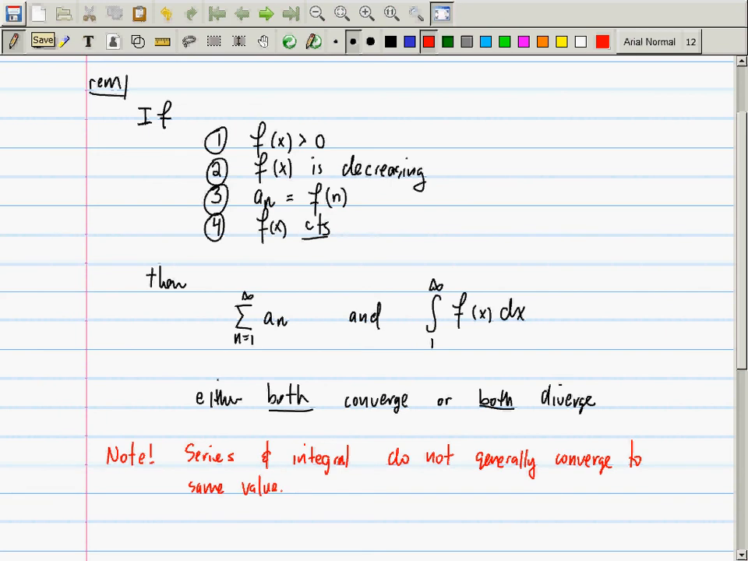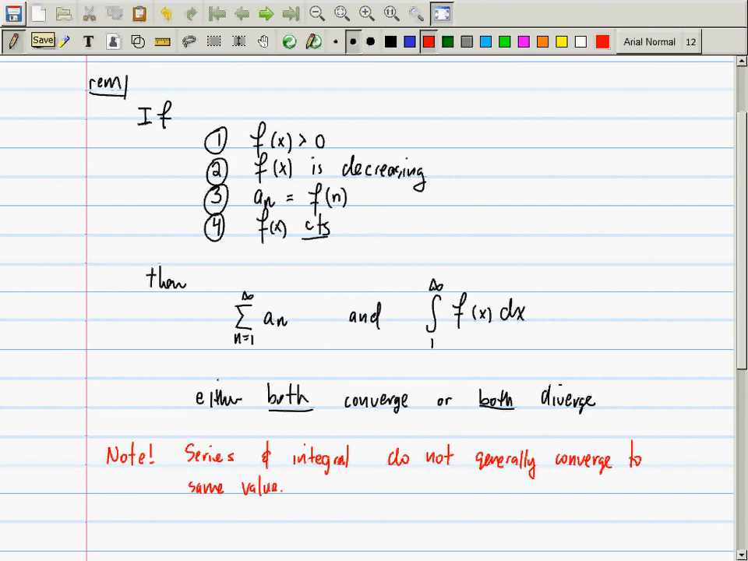So I'm going to demonstrate that this is a fact in a minute. But I want you to understand the way that this will be used. I will present you with a series. And then you look at that series and you say, ha, that looks like something I could integrate. And then you verify it meets all of these conditions and you integrate it, the improper integral. And then you say, well, the improper integral diverges. So what must be true about the series? Also diverges.